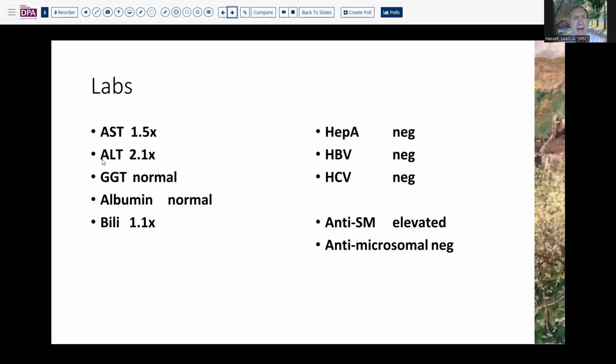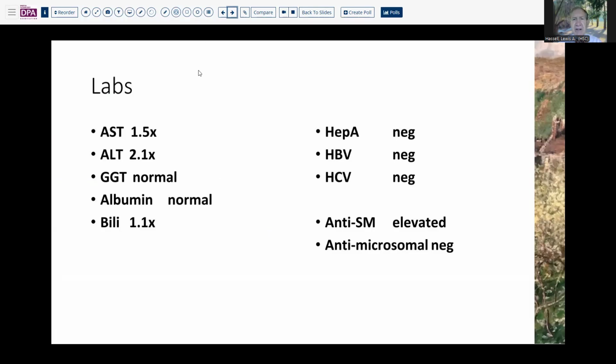So her AST and ALT were both elevated at either 1.5 to 2 times normal. But other liver functions were relatively normal. Gamma GT and albumin were within normal range. Bilirubin was marginally increased. So, a first part of the workup was an evaluation for serology to exclude potentially infectious hepatitis, and her antibody evaluations for A, B, and C were all negative. However, she was noted to have elevated anti-SM antibodies. Her antimicrosomal antibody evaluation was negative.